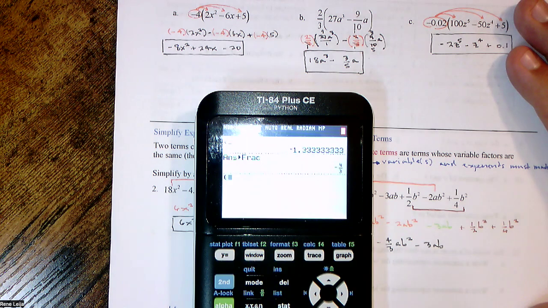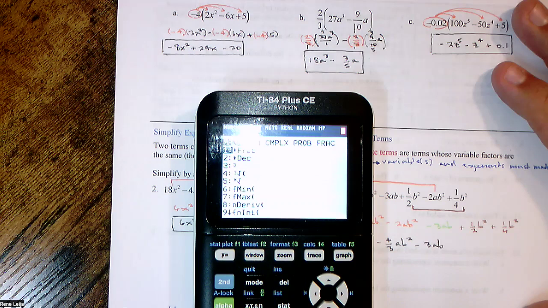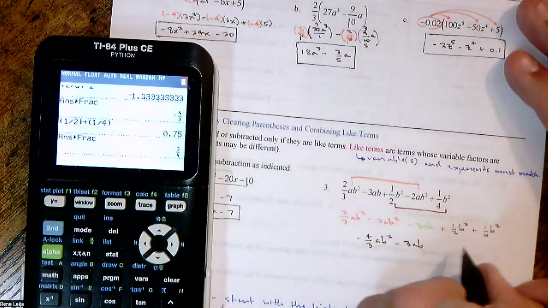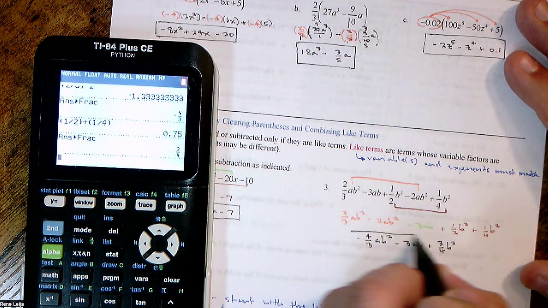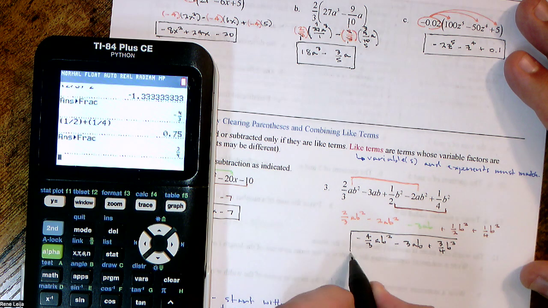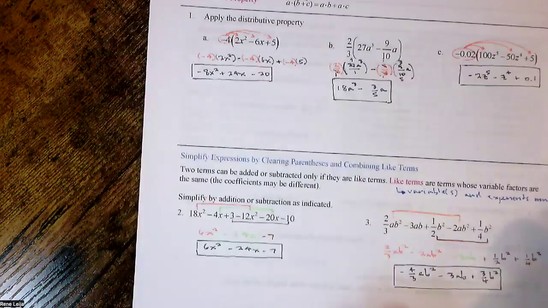And then for the last one, it's just going to be 1/2 plus 1/4. And then there's the decimal. Now you should know that 0.75 is 3/4, but if you don't, you're going to hit math, then select number 1, hit enter. So there's 3/4. And that's going to be plus 3/4 B squared. And here is your answer to this last problem.